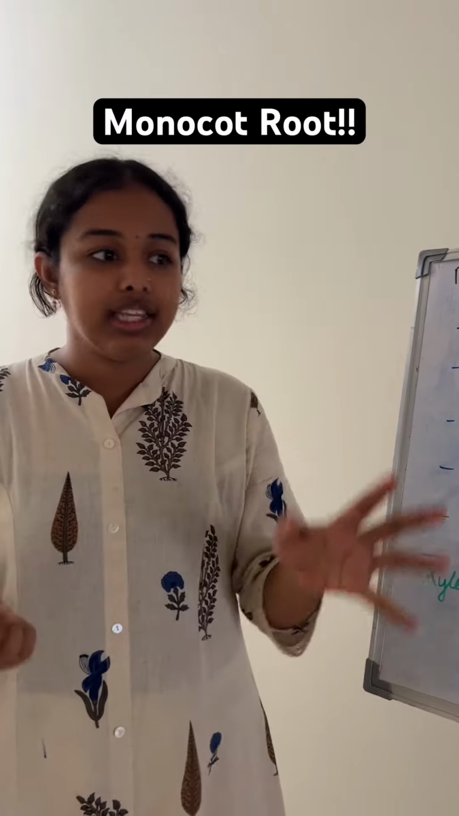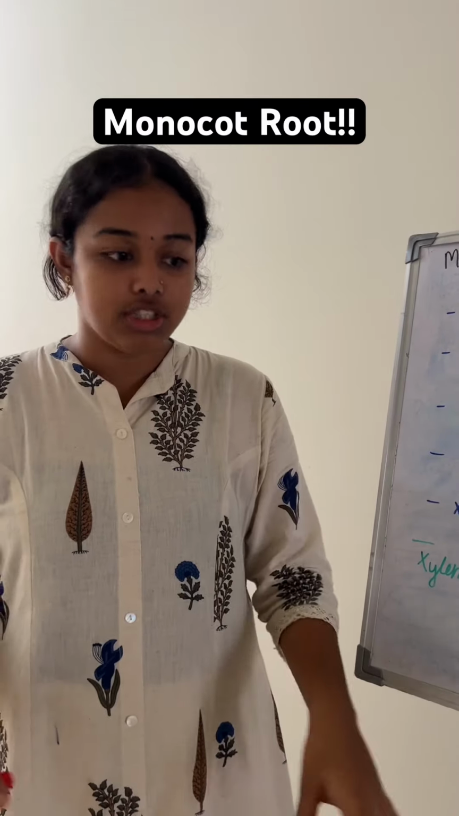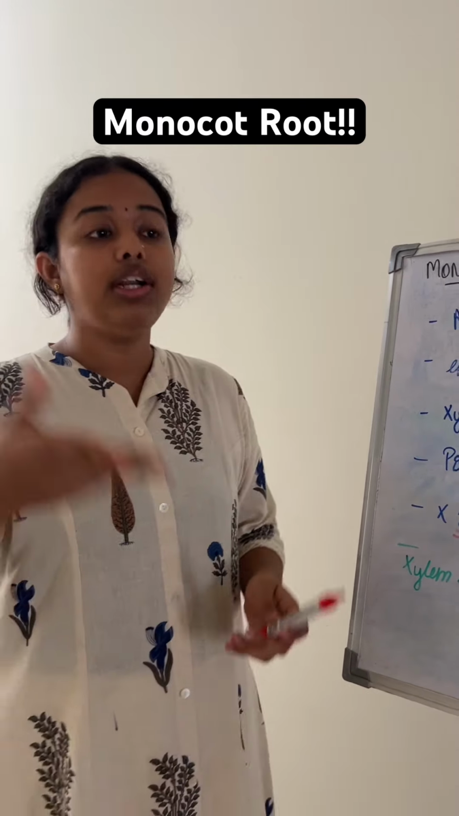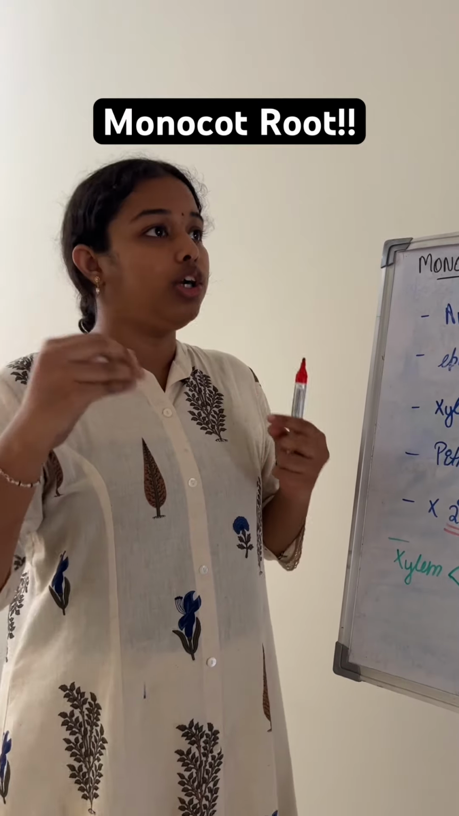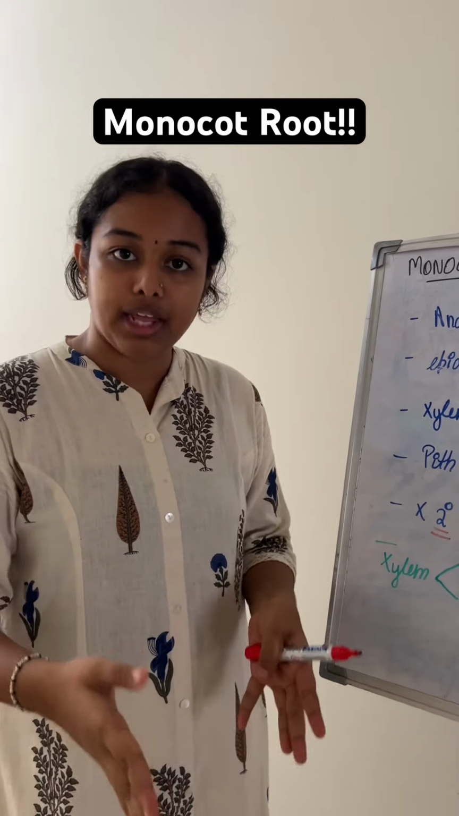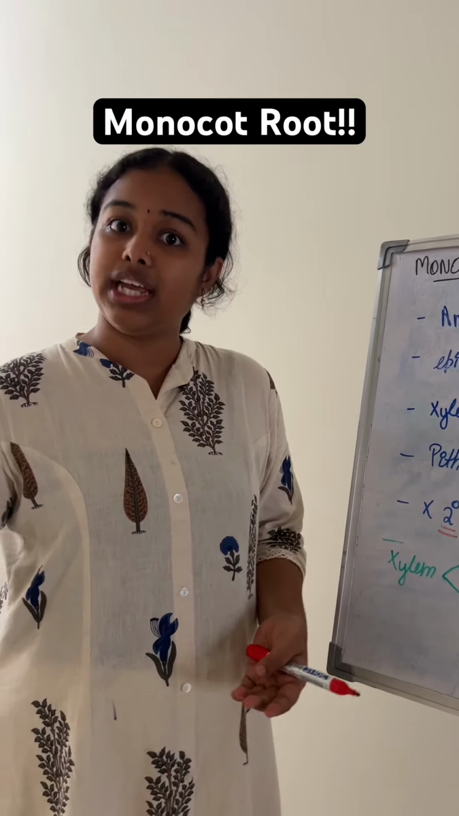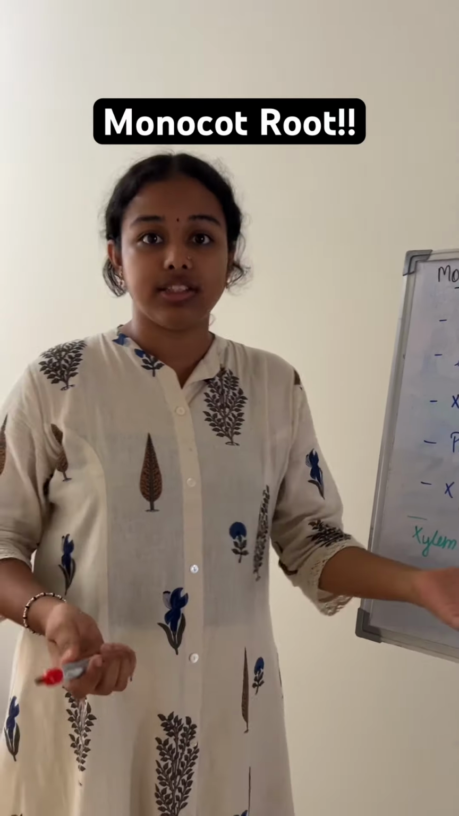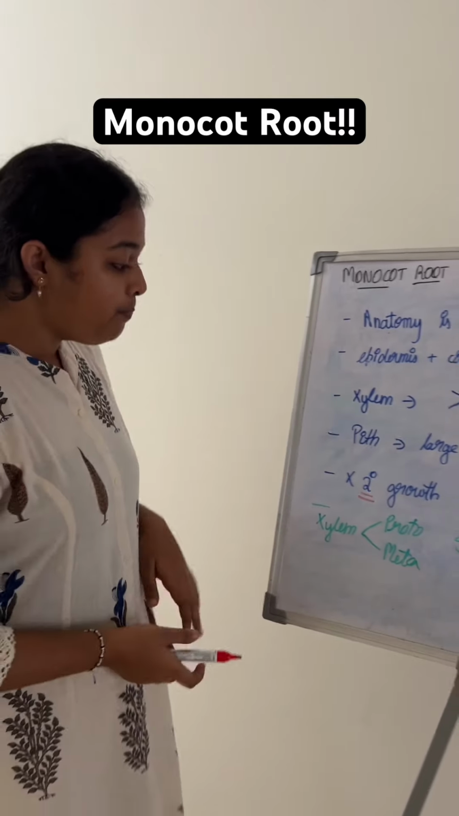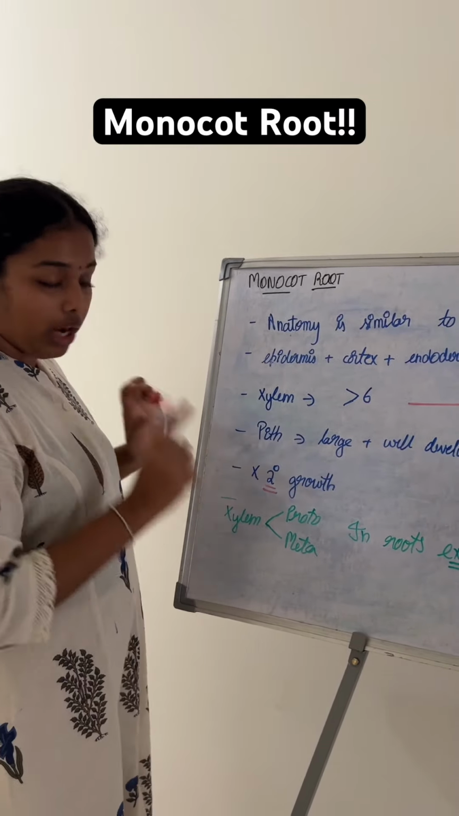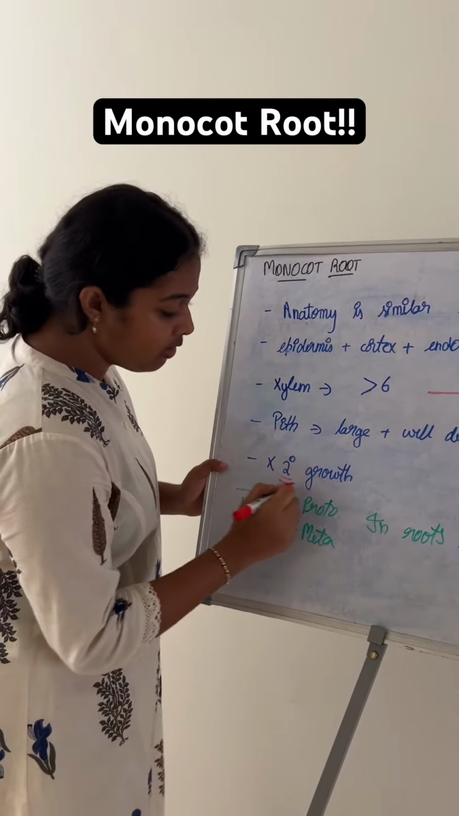Like you can understand that we need a foundation for the base of the house, but it is not necessary that you need to design the house in a particular manner all the time. Anybody can design their house the way they want. Somebody can be minimalistic, somebody might like extravagance. So that's how it works. And in monocot root, it does not involve secondary growth.